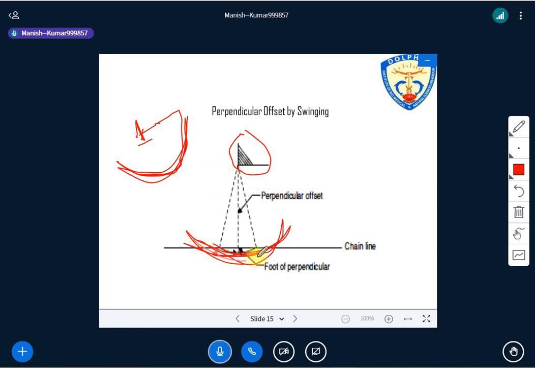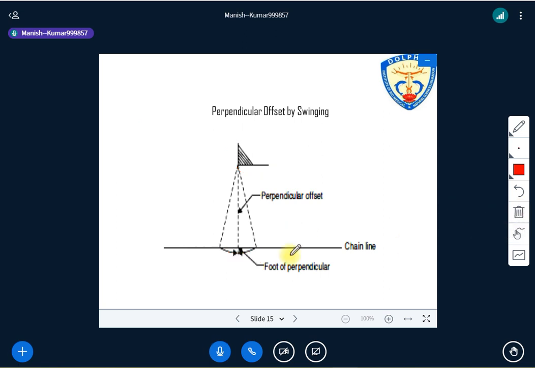You are moving the tape in this fashion, just making a circle, something like that. You have to keep moving like that, fine. And then you have to measure all these distances, and the shortest distance from the object to the chain line is the perpendicular offset. Have you got that? It's good. So let's move on.